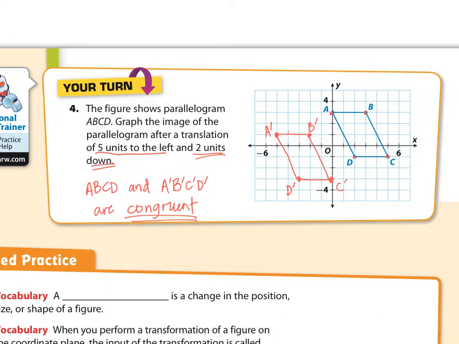And then also, parallelograms have angles. So if I'm looking at angle D down here on the bottom left of our pre-image, that's going to correspond with angle D prime. So we say that angle D is congruent to angle D prime. Okay, and there you have it.